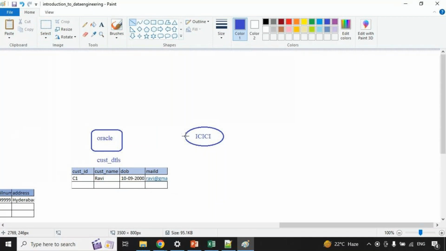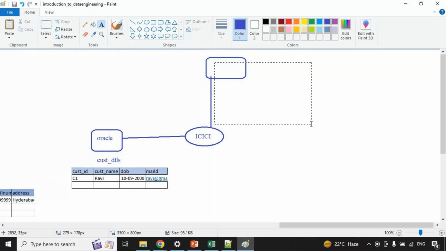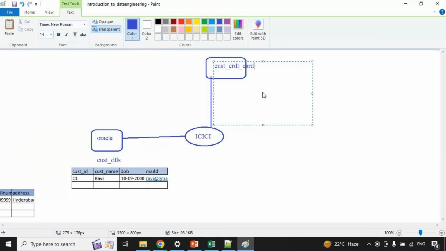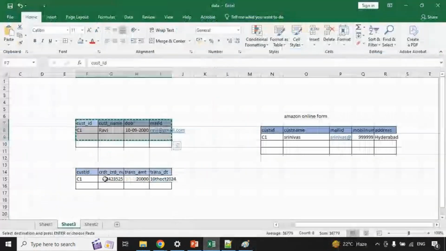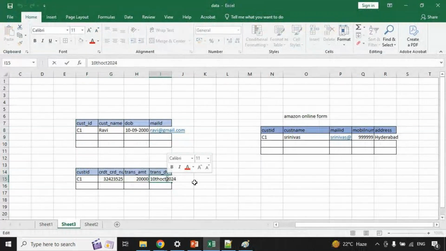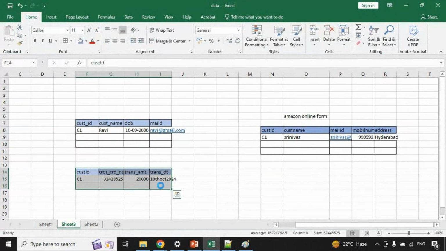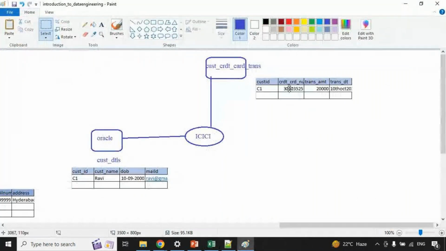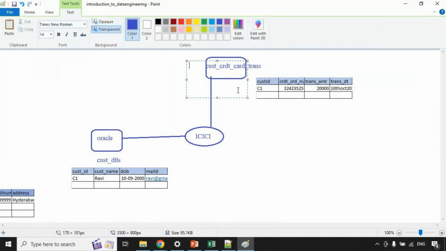As they are a bank, they also have customer card transactions. Whatever transactions the customer has done, they maintain here: customer credit card transactions. Those details are maintained in one more table. Now customer details are present here, and customer transaction details are present here. This is a different database management system, which, consider, is a SQL Server.